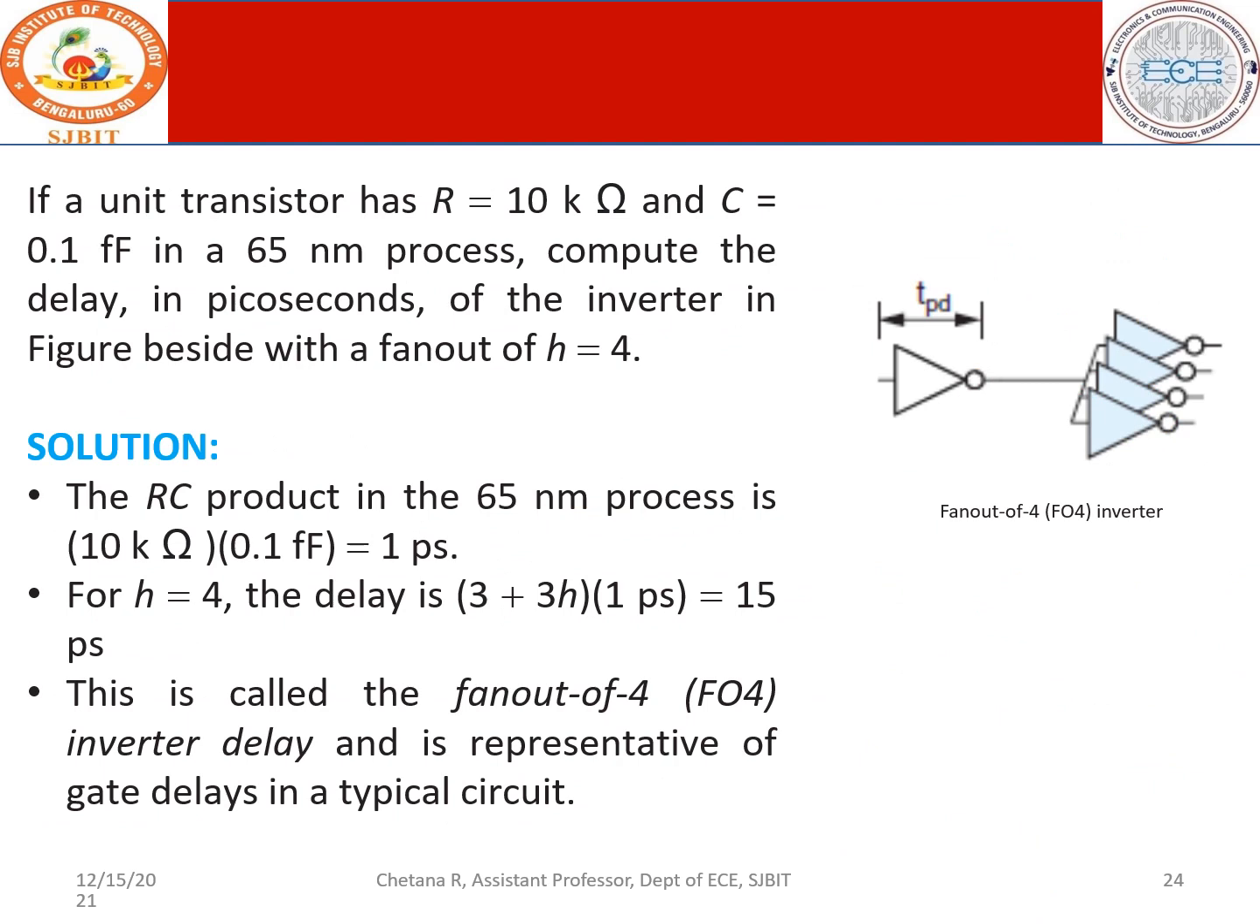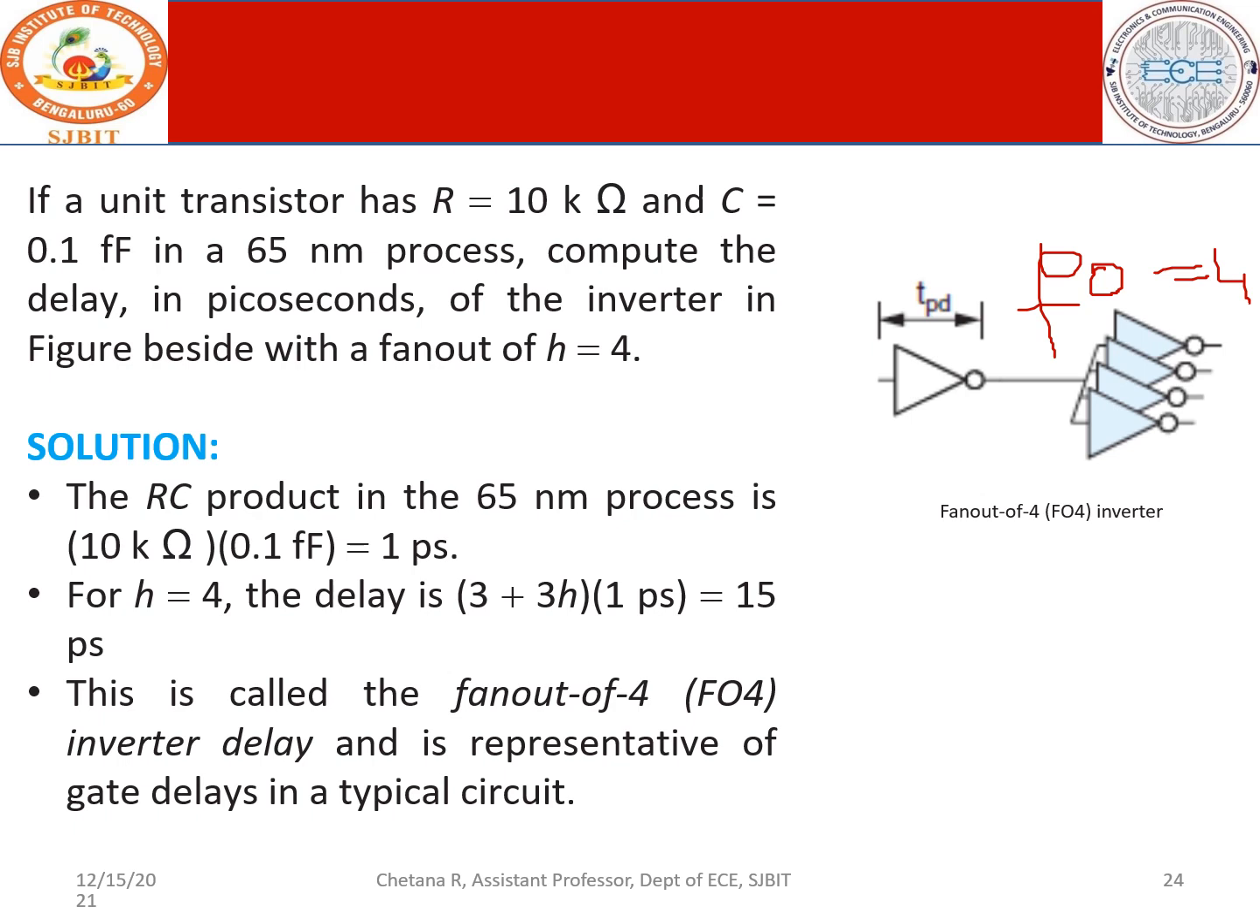Next, we go on to another example. A unit transistor has R equal to 10K and C equal to 0.1 femtofarad. Femto is 10 power minus 15. In a 65 nanometer process, compute the delay in picoseconds of the inverter if the fan out is H. The output is driving 4 different inverters. Therefore, the fan out is equal to 4, since it is driving 4 different devices.